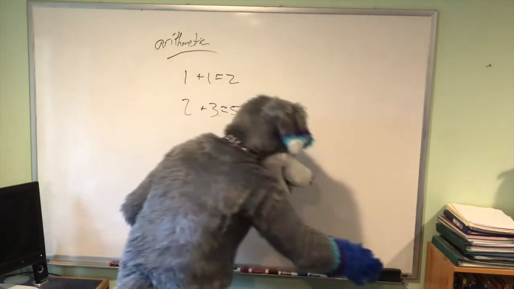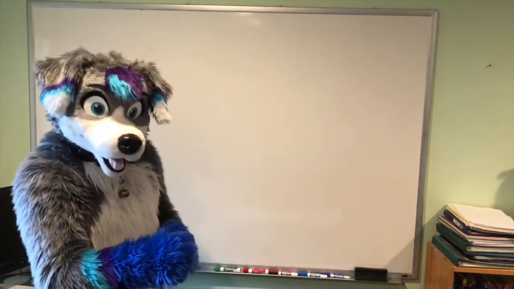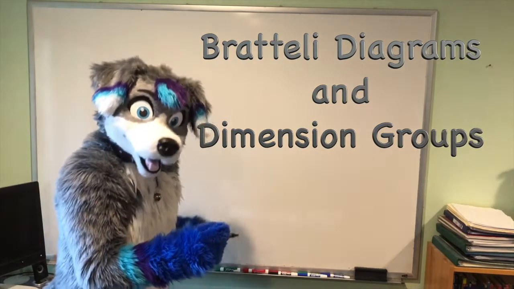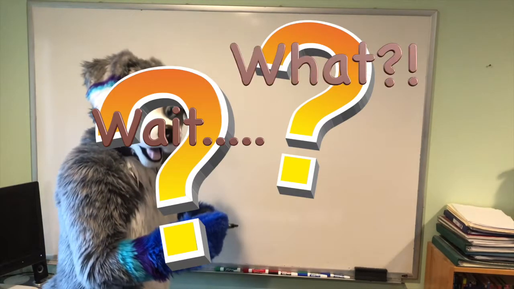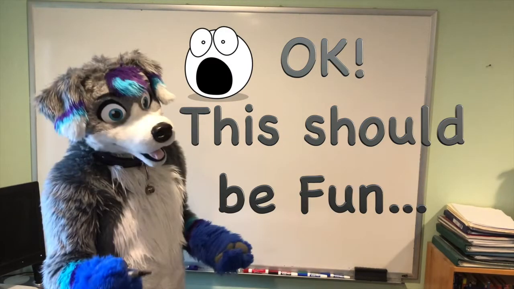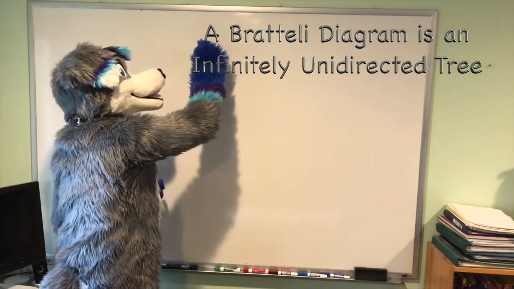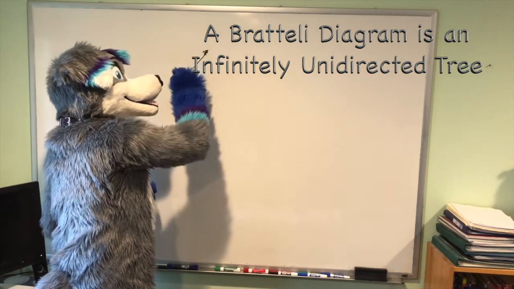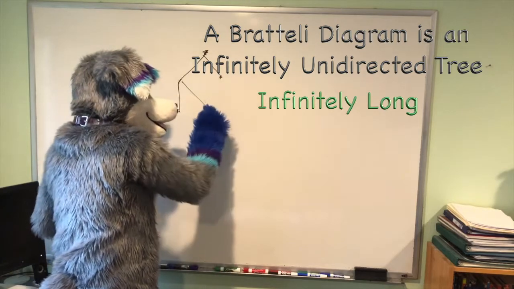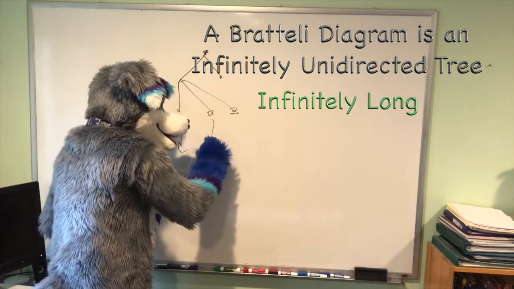Let's move on to another idea where we can talk about Fratelli diagrams and dimension groups. So, as you probably already know, a Fratelli diagram is an infinitely long unit-directed tree, and then you keep going down, down, down, and everything.